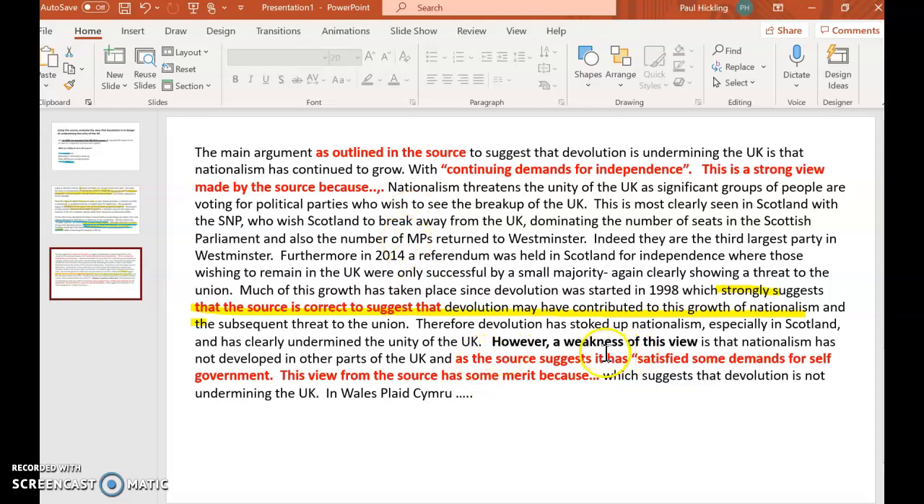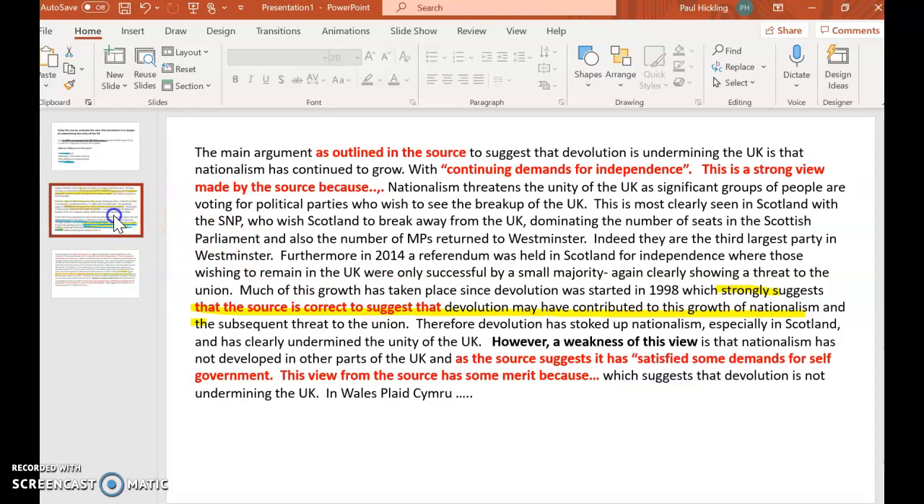What I would do is that you've got your argument from the source here at the beginning. When you did your counter argument, I would say, however, a witness of the view is that the source has not mentioned that nationalism has not grown everywhere. So again, I'm linking it to this argument of the source about demand for independence, because I'm saying it has not grown everywhere, which is what the source implies. And then I'd do my point here about how it's not such a big problem. Okay, it's still linked to the argument of the source, isn't it? Because you evaluated this view about independence from that.